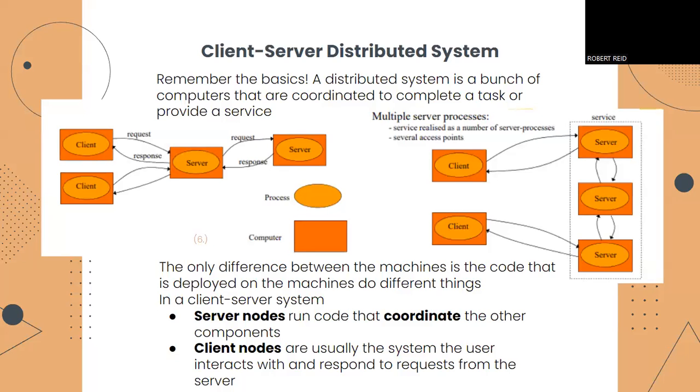In a client-server distributed system, we arrange the nodes so that there's a server or multiple servers and many clients. Server nodes run code that coordinate the other components, and client nodes respond to requests from the server and are usually what the user interacts with directly.